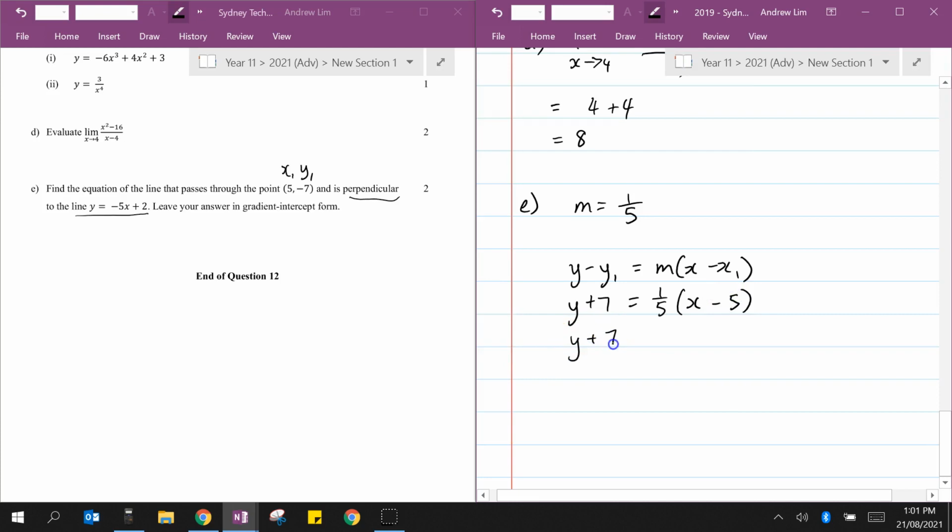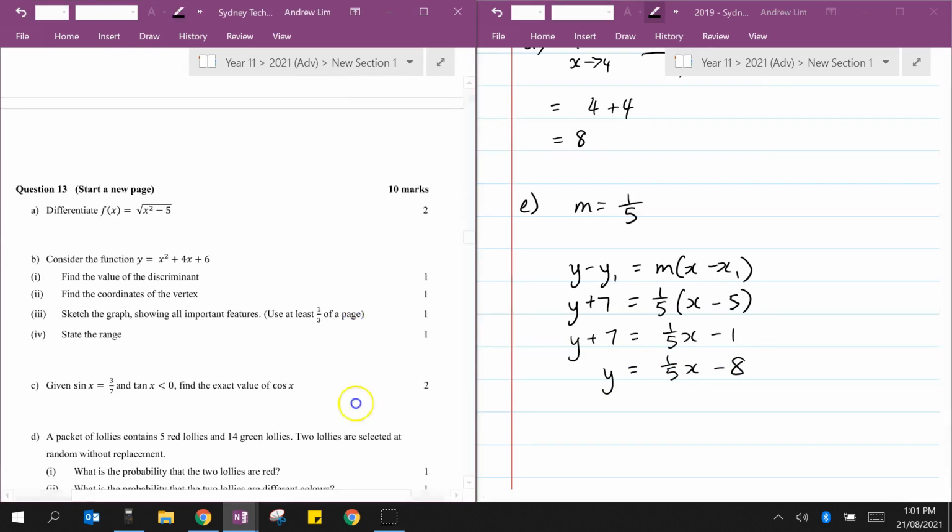I am going to expand the brackets. And now I'm going to subtract 7 from both sides. And that's my answer in gradient intercept form. Question 13.